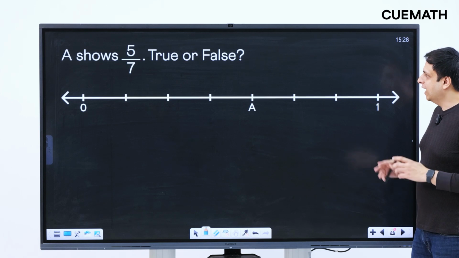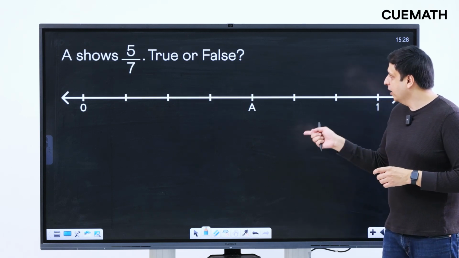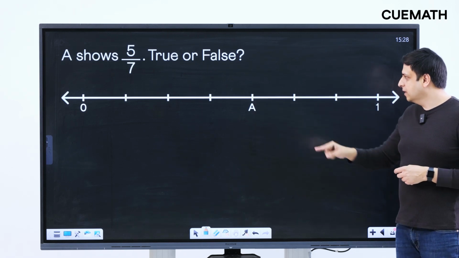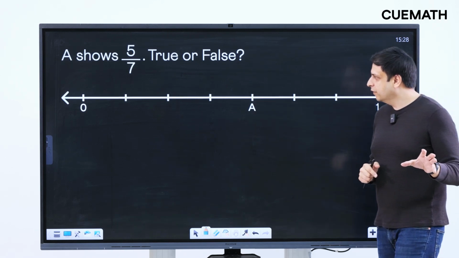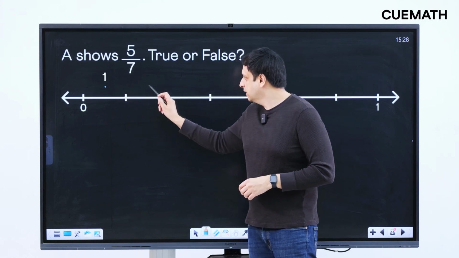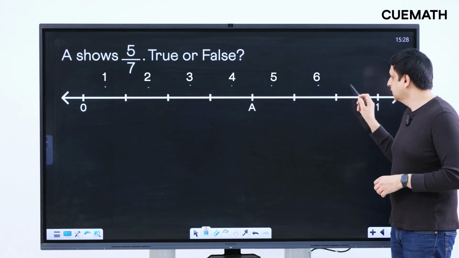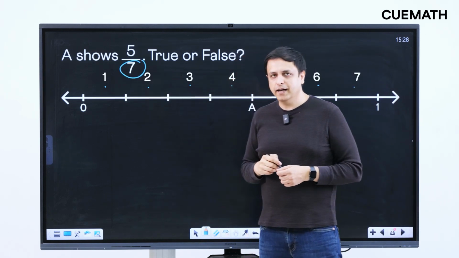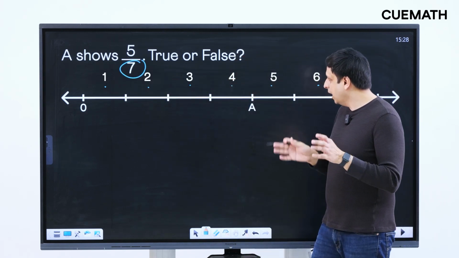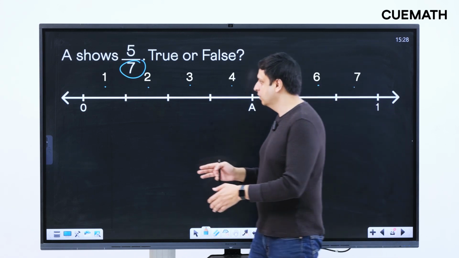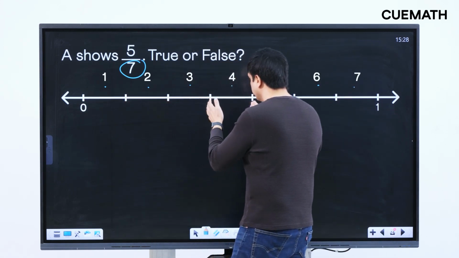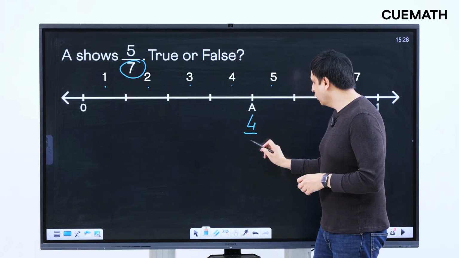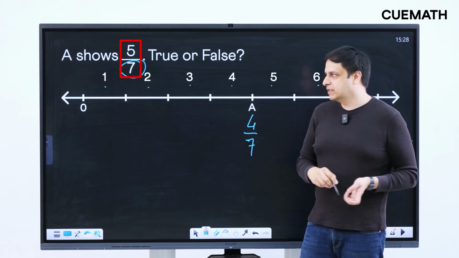All right. Now the question is, the point A shows 5 over 7, true or false. So 0 is over there, 1 is over here at this end. Let's first find out the number of equal parts. So 1, 2, 3, 4, 5, 6, 7. So there are 7 equal parts. So this denominator here seems to be correct. But what is point A, and how far away is point A from 0? So point A is 1, 2, 3, 4, 4 equal parts away from 0. So point A is actually 4 over 7 and not 5 over 7.